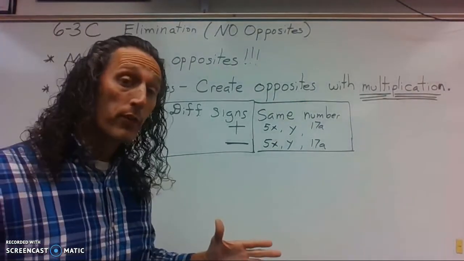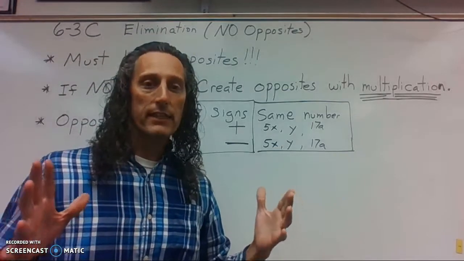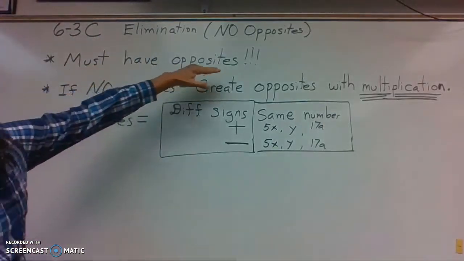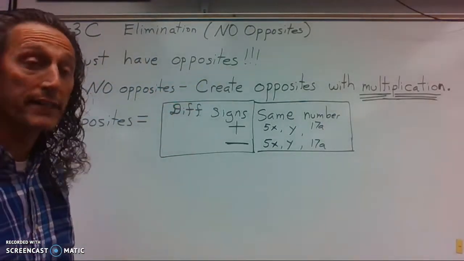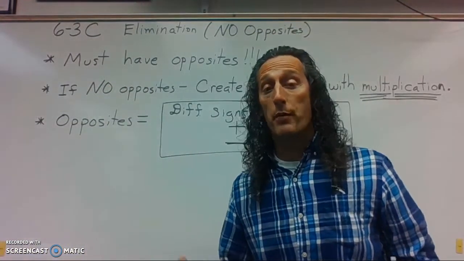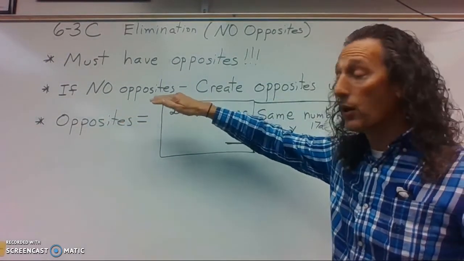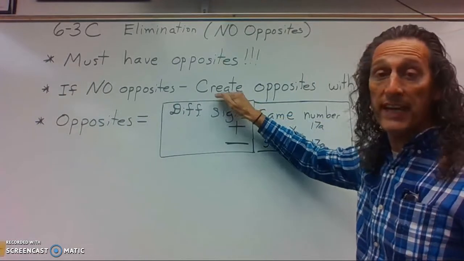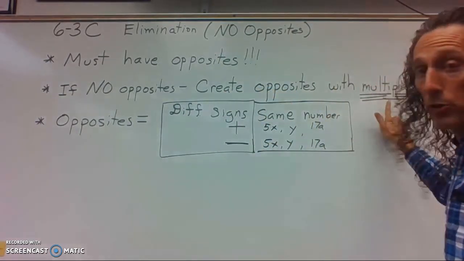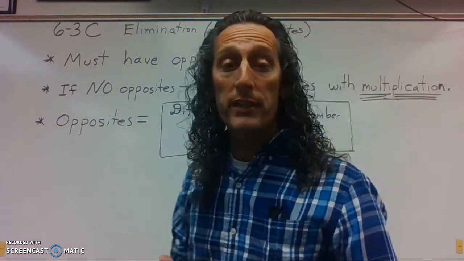All right, so first things first. In order to solve any of these systems of equations, you must have opposites. Okay, you have to have an opposite no matter what. Next, what you're going to see in today's problems, there's going to be no opposites. So if there's no opposites, we're going to create them, and we're going to be using multiplication, right?